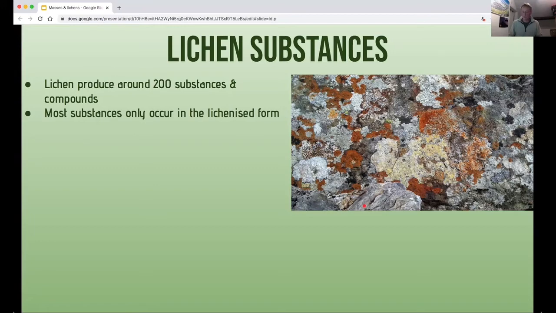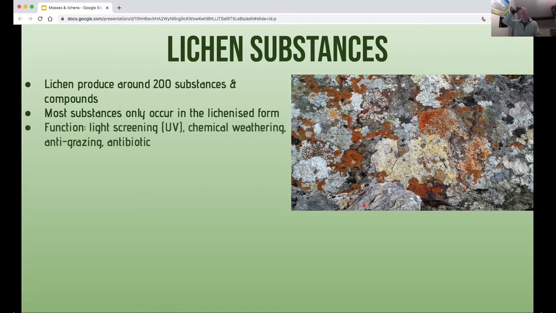And they have many functions. So some will screen, like sunscreen, and give protection from UV. Others chemically weather the rock surface that they're on. Others give a bitter taste, so they're good for anti-grazing. A bit like penicillin, you've got some of the fungal components which are antibiotic, and there's a lot of research that's been going on with some lichen species for their antibiotic properties.